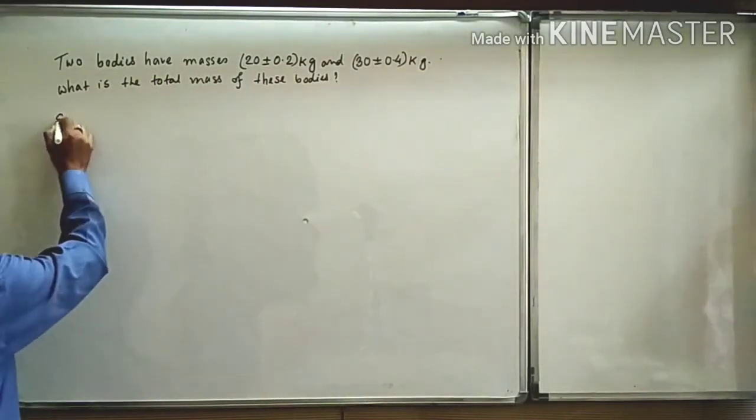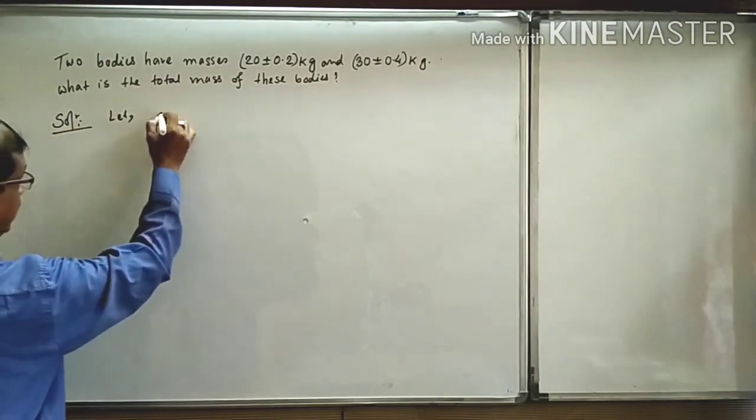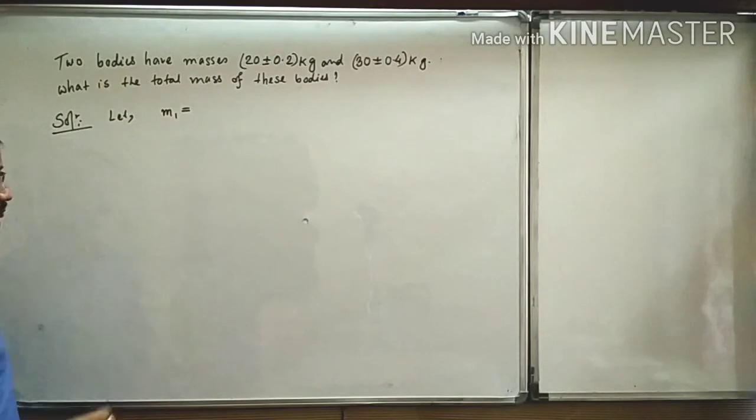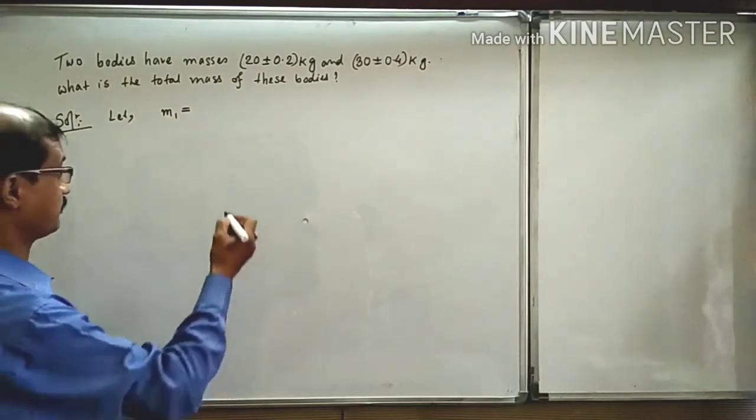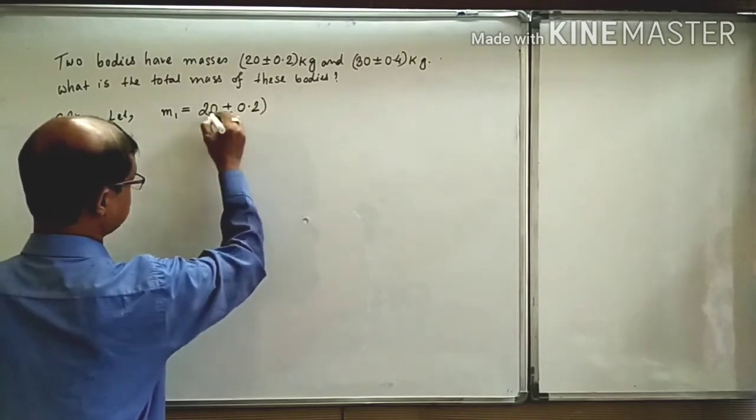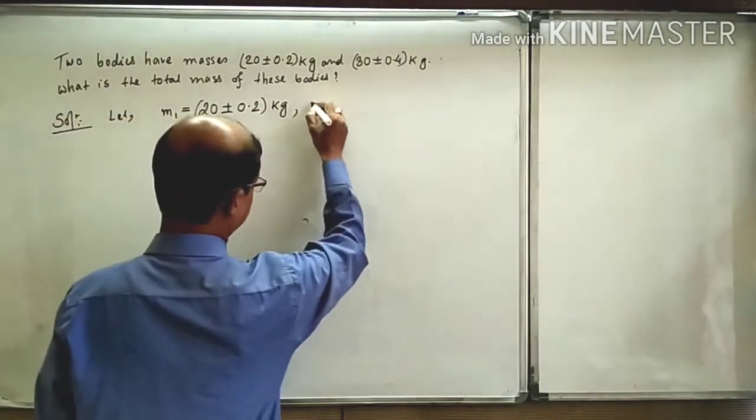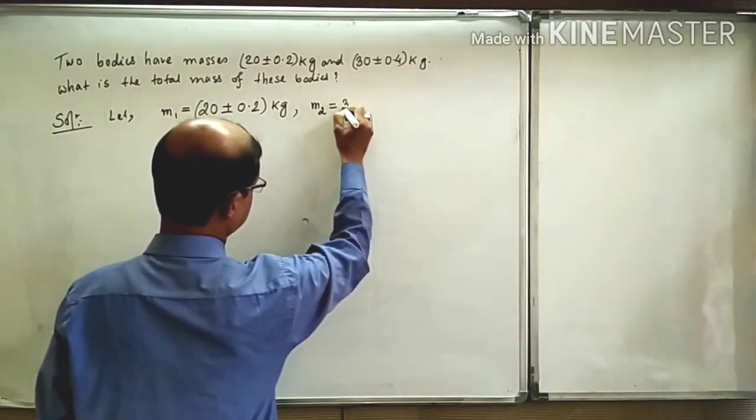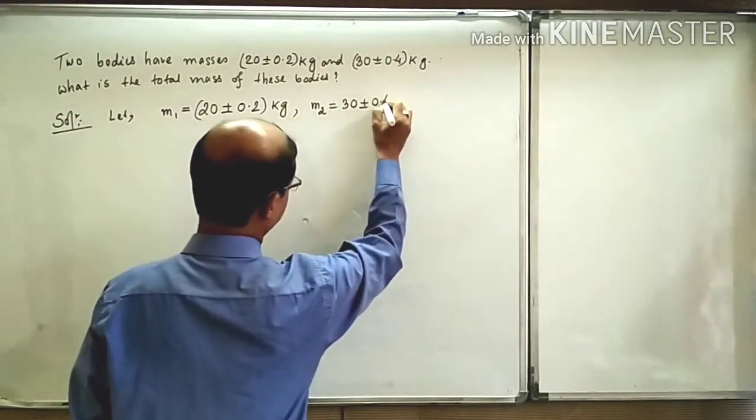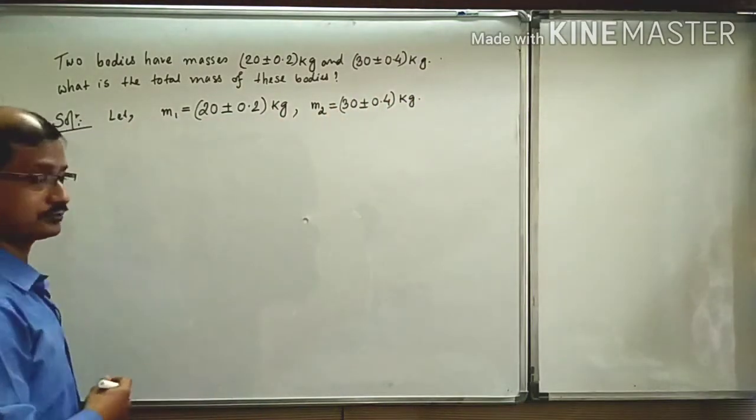Suppose let m1 be the mass of the first body, 20 plus minus 0.2 kg. This is the mass of the first body and mass of the second body is 30 plus minus 0.4 kg. This is the mass of the second body.